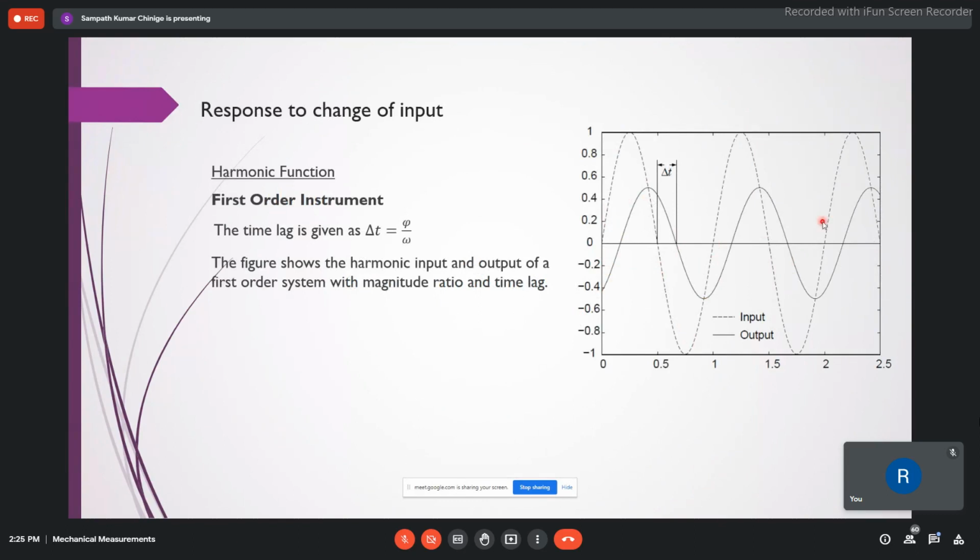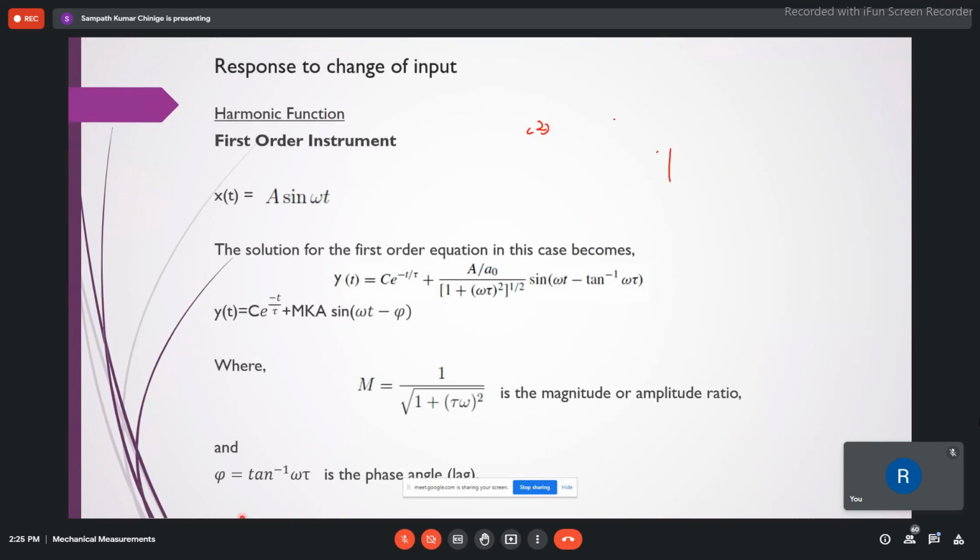So your frequency has to be somewhere around the natural frequency. And you can also find the phase shift and the time lag from this particular expression. In the exam, you may be given some kind of input and asked to find the amplitude ratio, the phase lag, and the time lag. These are the things that may be expected.